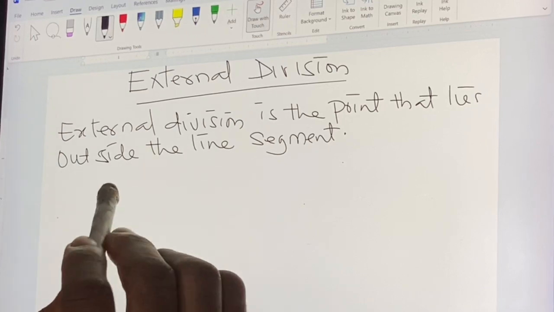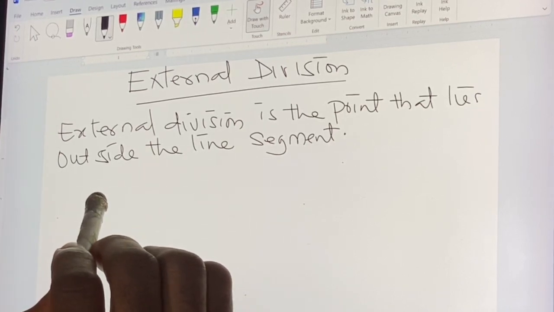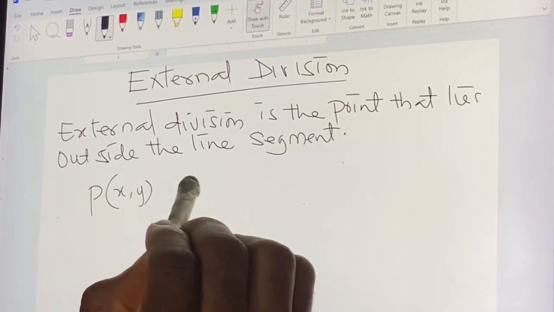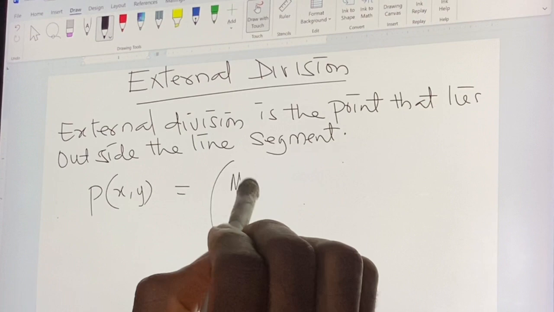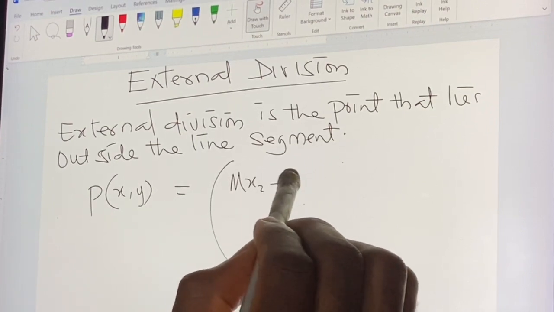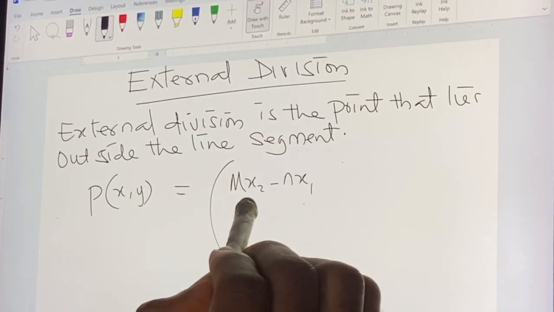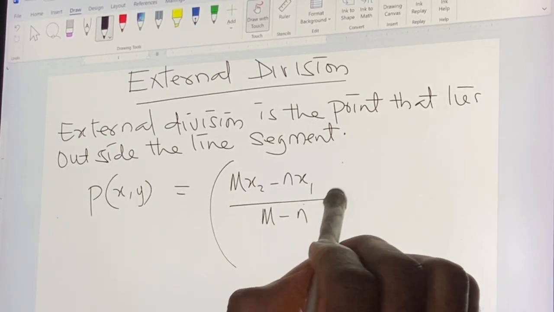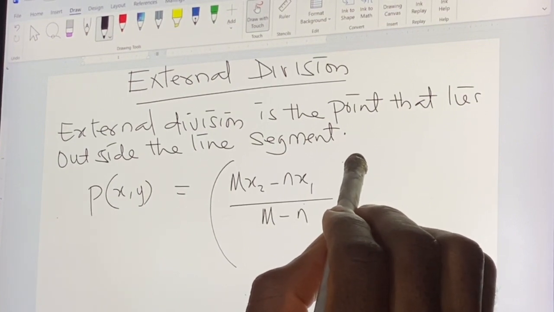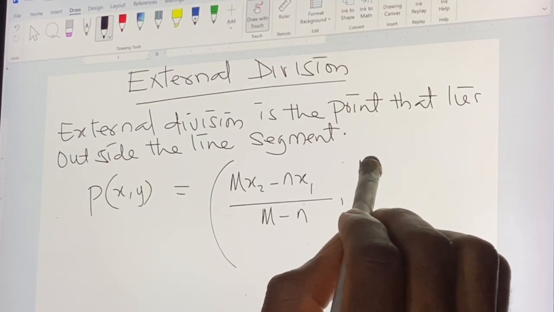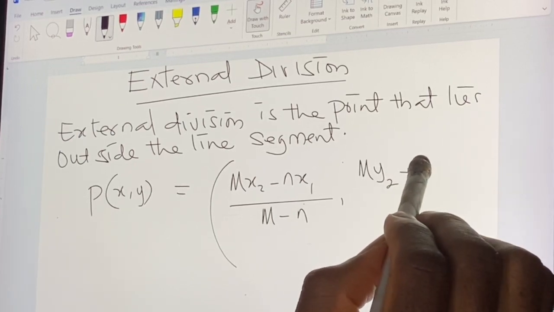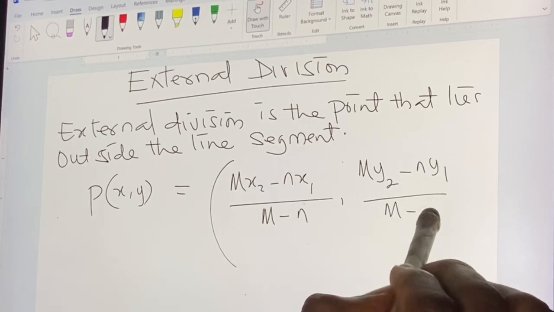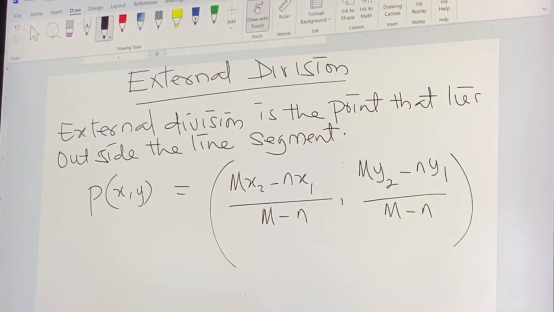The mathematical expression for external division is P of x comma y is equal to (m x2 minus n x1) over (m minus n). For coordinate y, we have (m y2 minus n y1) over (m minus n). Please take note.